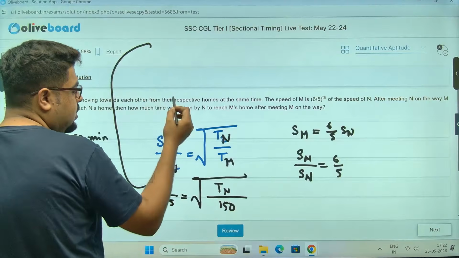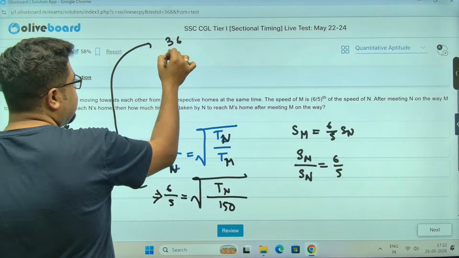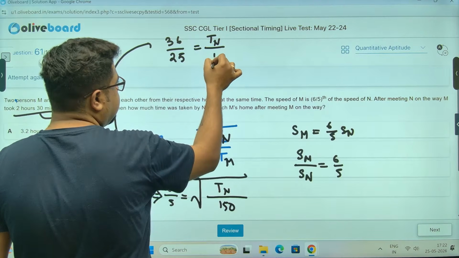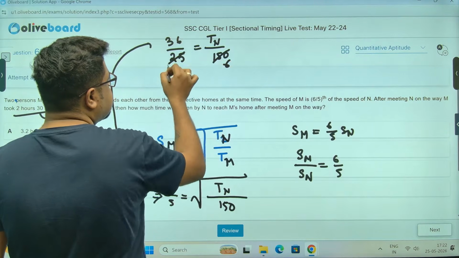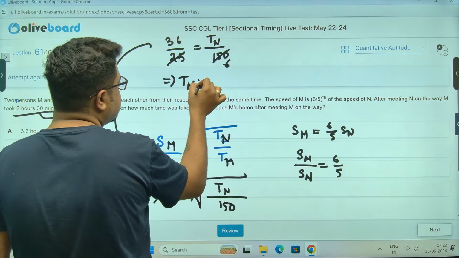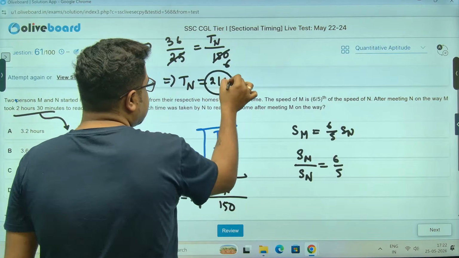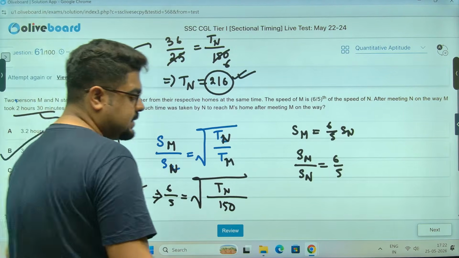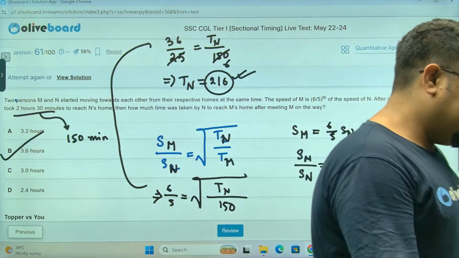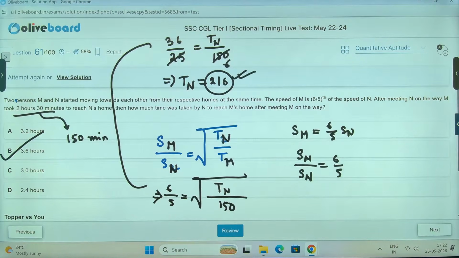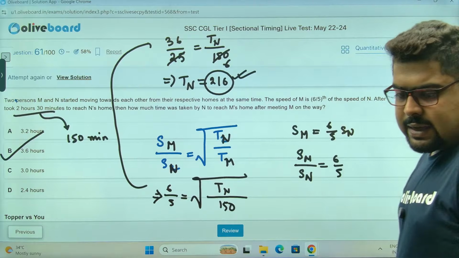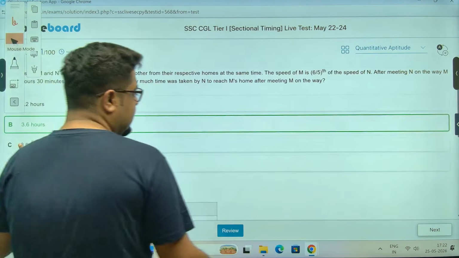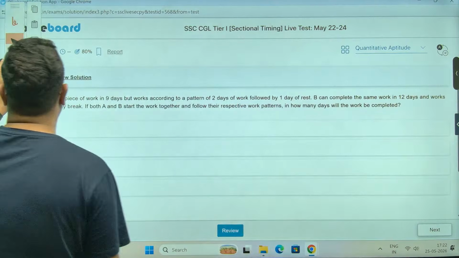Chalo, calculate the root. So this will be 36 by 25 equals Tn by 150. This is 6 times. Tn will be 216, sir. 216 minutes meaning 3 hours and 36 minutes. So 3.6 hours is there in option B. That has to be your correct answer. Again, very simple stuff. Nothing to be worried about. Next one, please.